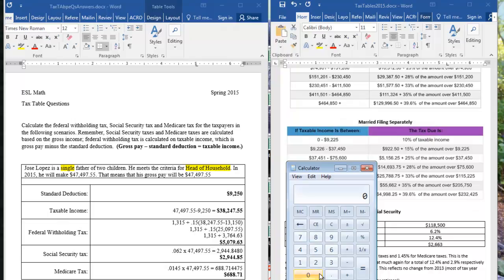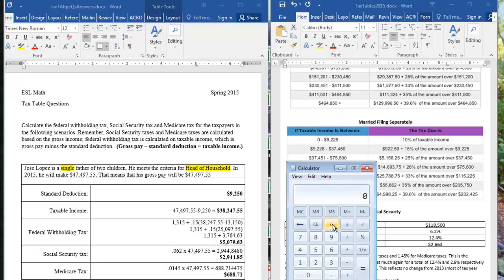0.062 times $47,497.55, and that is equal to 2944.8481. So money is only 2 digits, and so I'm going to look at the thousandths column here. It's over 5, so I'm going to add 1 here, and that's going to make this number 2,944.85, and there it is.